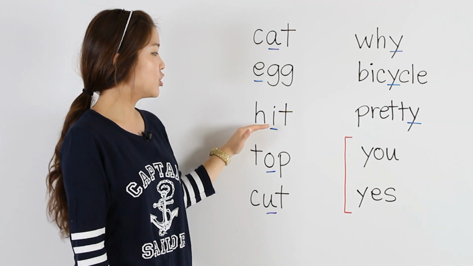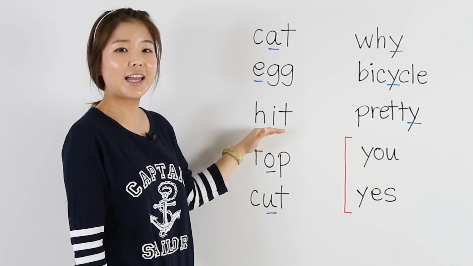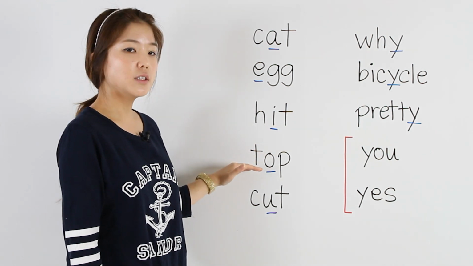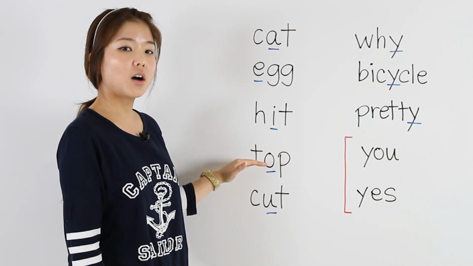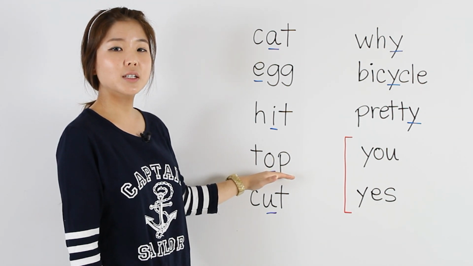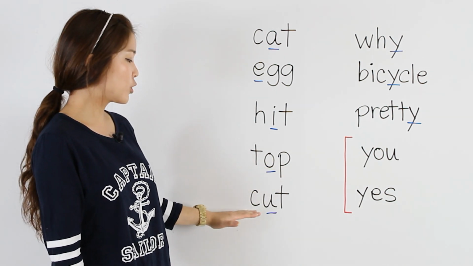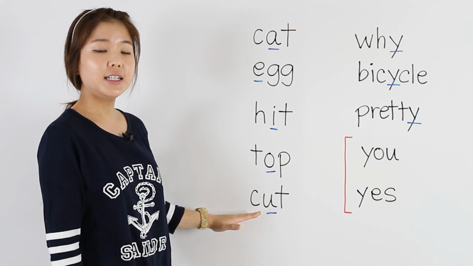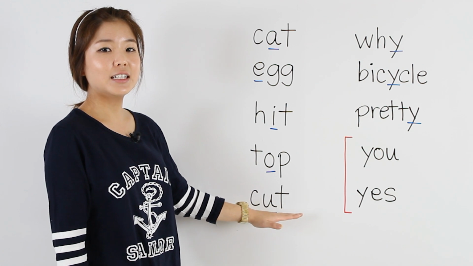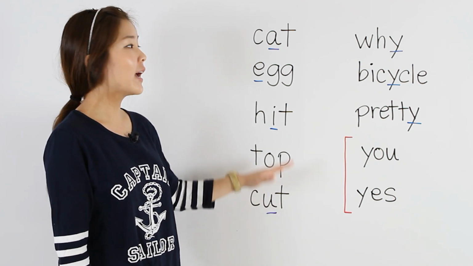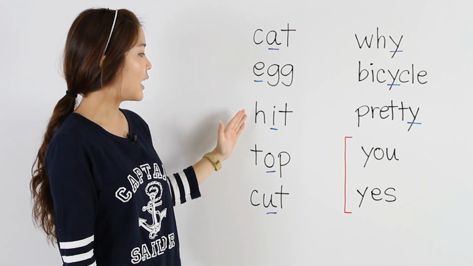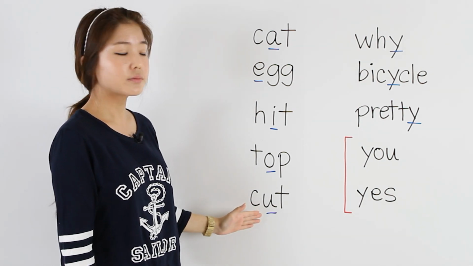Hit, H is a consonant, I a vowel, and T a consonant. Top, T is a consonant, O is a vowel, and P is a consonant. The last word is cut. C is a consonant, U a vowel, and T a consonant. So we have the main vowels A, E, I, O, U.